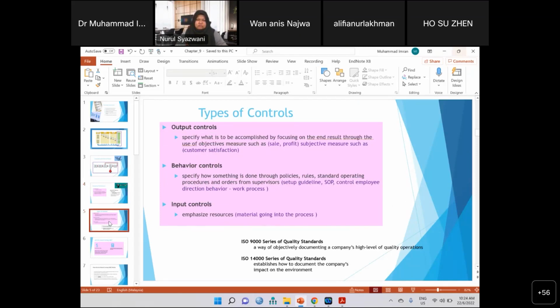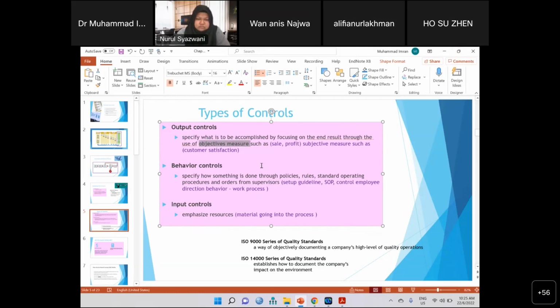Of the behavior through the use of objectives and performance targets or milestones. Basically, to be accomplished by focusing on the end result through the use of objectives such as sales and profit. This is purely objective measures. Here maybe I should bold it. Objective measures such as sales and profits, and subjective measures such as customer satisfaction.